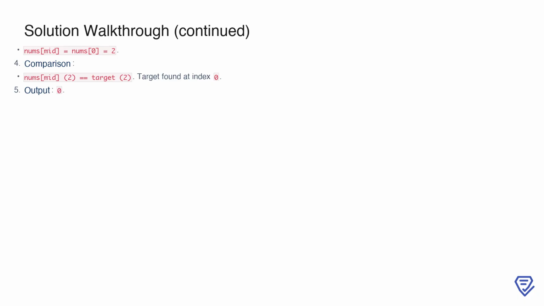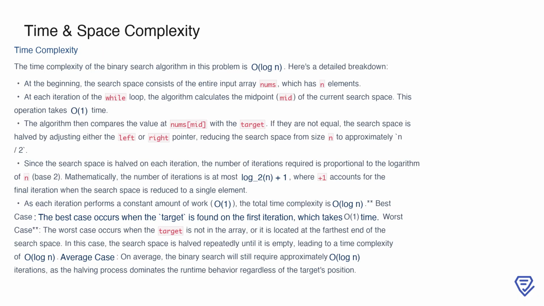By repeatedly halving the range, binary search ensures that we achieve optimal performance in finding the target or determining its absence. The time complexity of the binary search algorithm is O(log n), and this is largely because the search space is halved with every iteration. To begin, the entire input array, which contains n elements, is considered as the search space. In each step, the algorithm calculates the midpoint of this space, which only takes constant time, O(1). After this, it compares the value at the midpoint with the target.